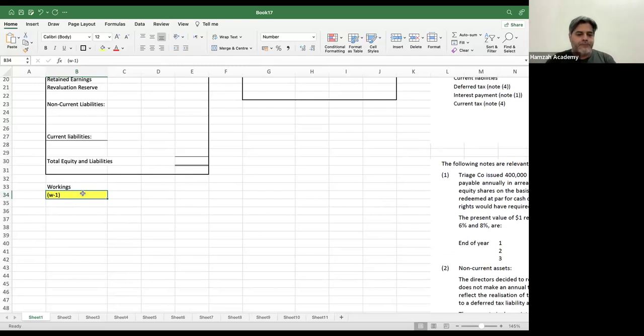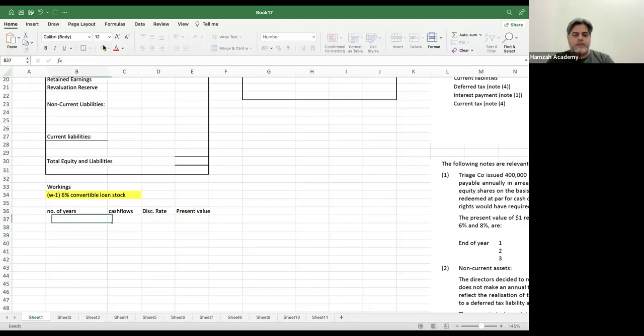In order to do so, we'll have a working on the 6% convertible loan stock over here. Now, we are going to have the number of years, cash flows, discount rate, present value. I'm going to go into the thousands. The discount rate, without the conversion option, is 8%, and the present value is again going to be in the thousands.